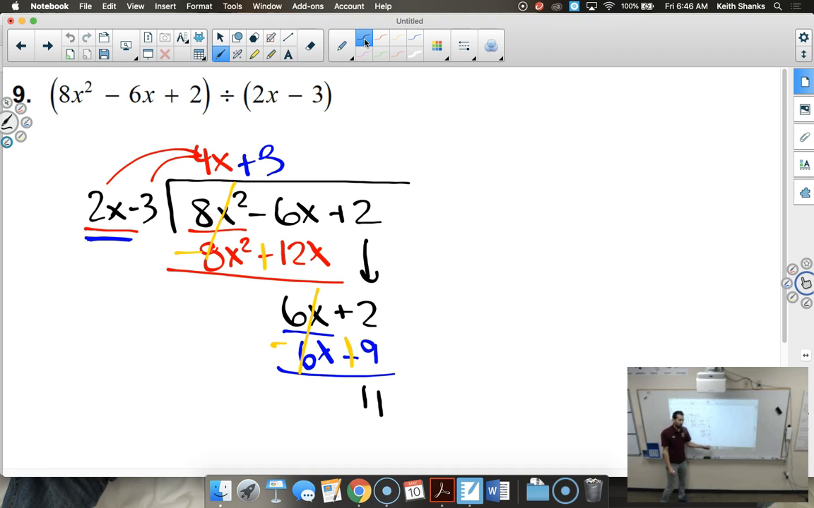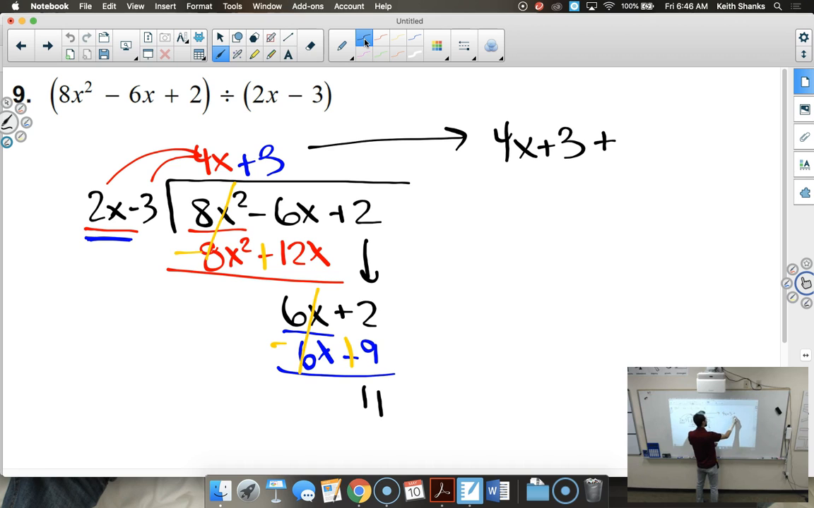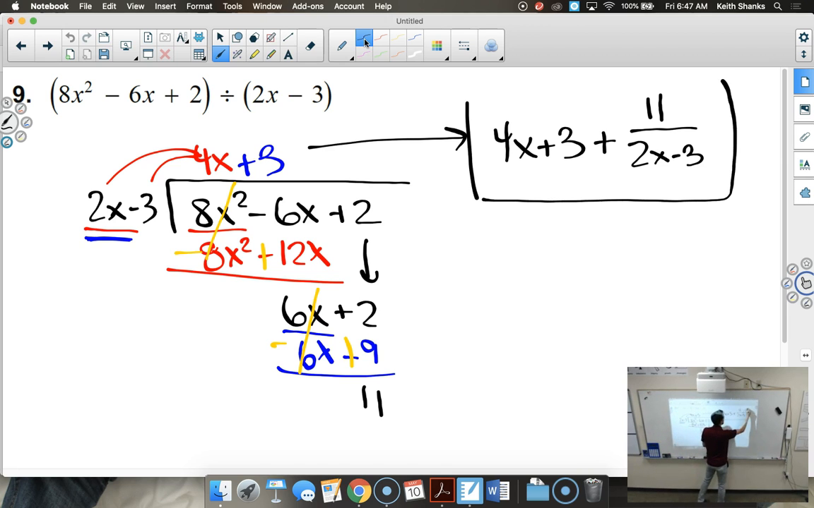Whenever we get to a number, notice there's x's here, there's x's here. Oh, no more x's. When I get to that step, this is my remainder. So my final answer becomes 4x plus 3 plus 11, that's my remainder, over 2x minus 3. Because all along the way, I've been asking, what do I have to multiply this by to get this? Or what is 8x squared divided by 2x? Well, that's 4x, right? And so I'm dividing all along the way, and I can't break this one down anymore, so I have to write it as a fraction.